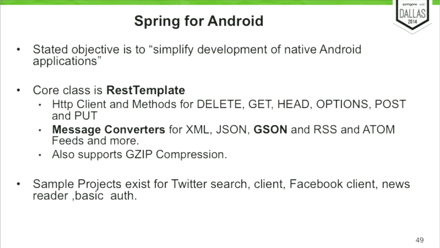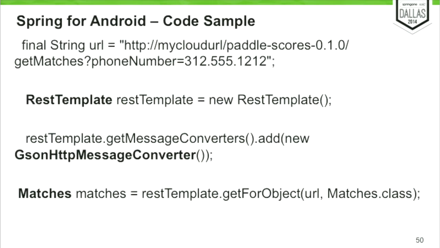All right, the stated objective of Spring for Android is to simplify development of native applications. Its core class is the REST template, which has the get and post methods we need, and has message converters for a variety of different formats. We're going to use JSON, in a compressed style, which is good for the mobile side on the device. And if you're more interested in Spring for Android after this, there are a number of sample projects out there, for various Twitter search clients, et cetera.